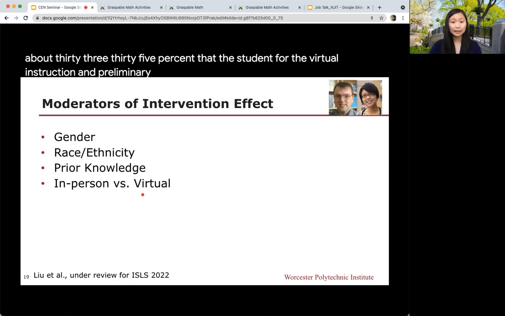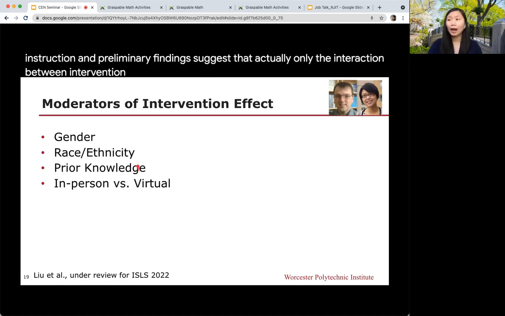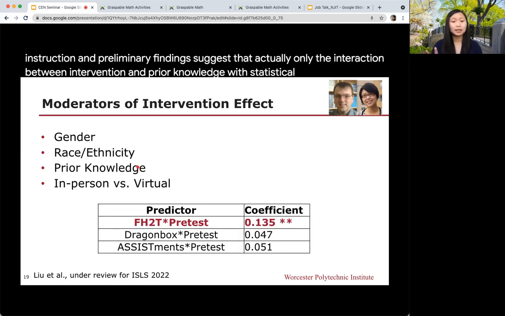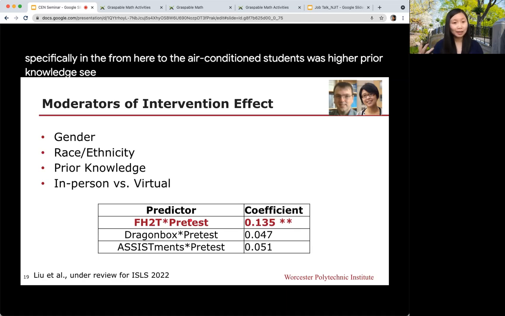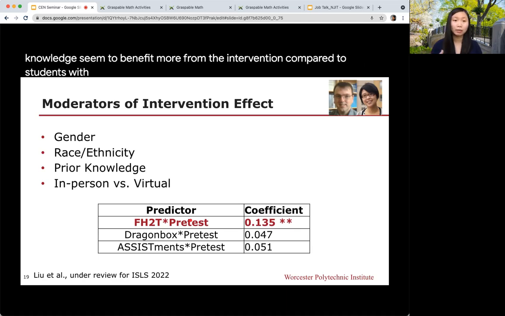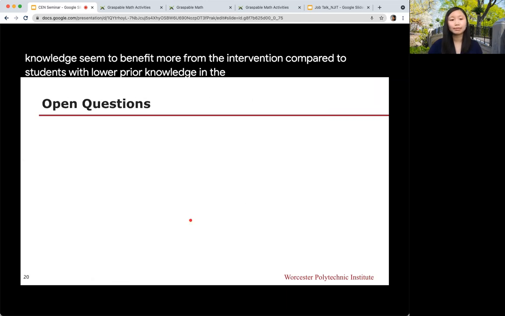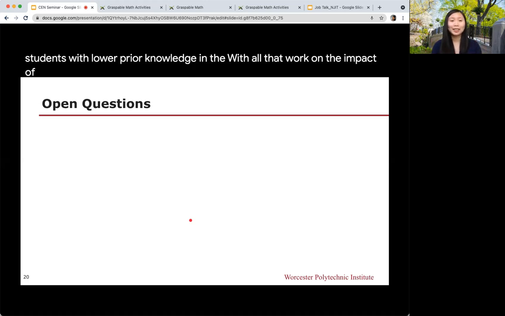And preliminary findings suggest that actually only the interaction between intervention and prior knowledge was statistically significant. Specifically, in the From Here to There condition, students with higher prior knowledge seem to benefit more from the intervention compared to students with lower prior knowledge. So even with all that work on the impact of From Here to There and Graspable Math on student learning, there are still many open questions.